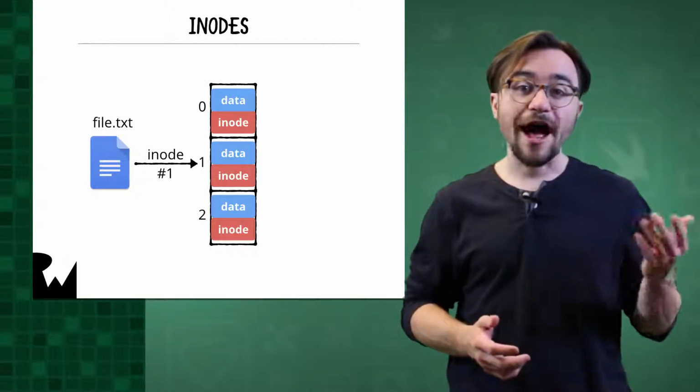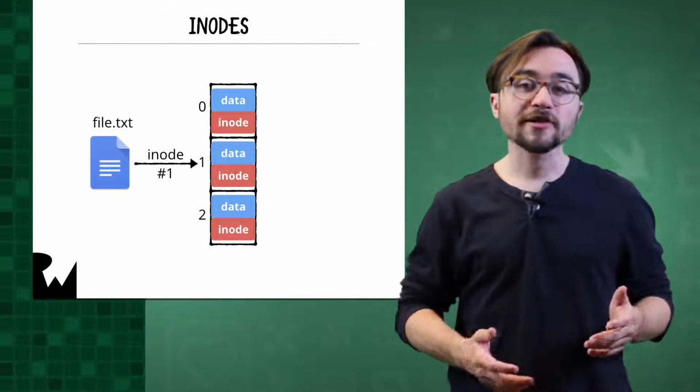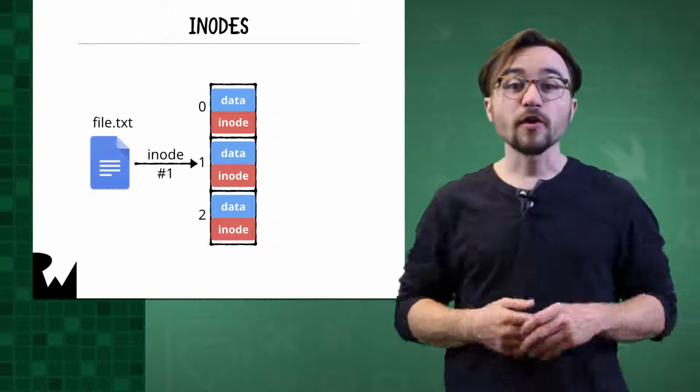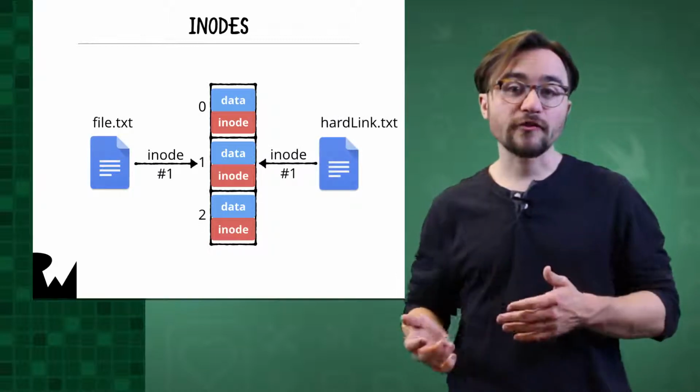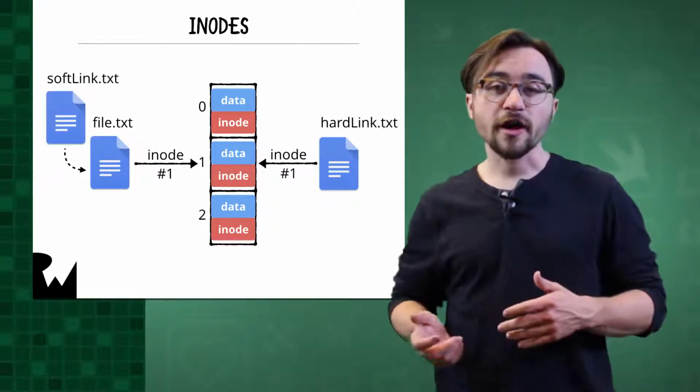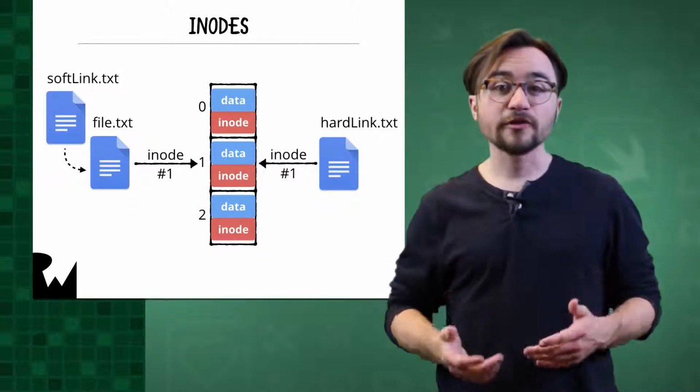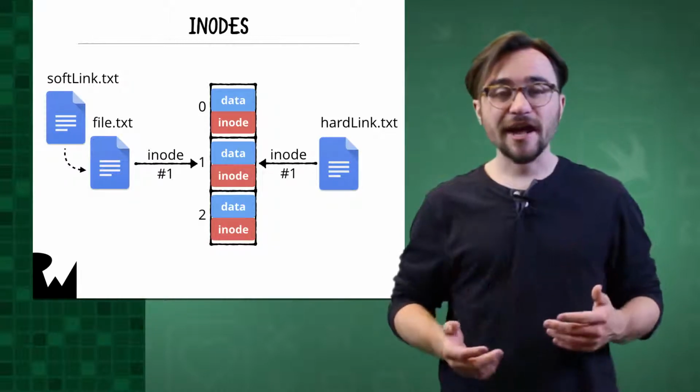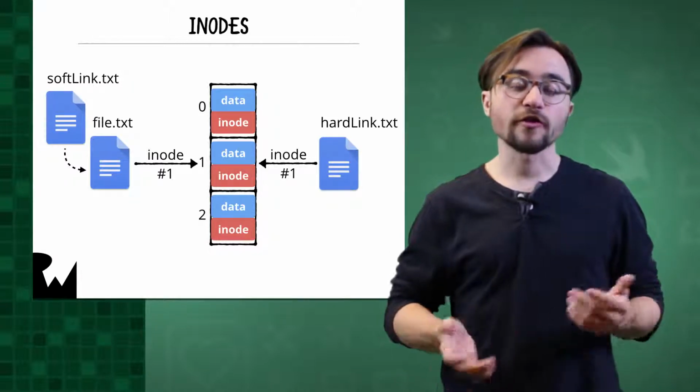This separation of the inode and the file is what makes hard and soft links a possibility. When you make a hard link, you're just making another file that points directly to the same inode on the system. A soft link, on the other hand, is a file that contains a path to the original file. It doesn't actually point to the original inode that the other file points to.